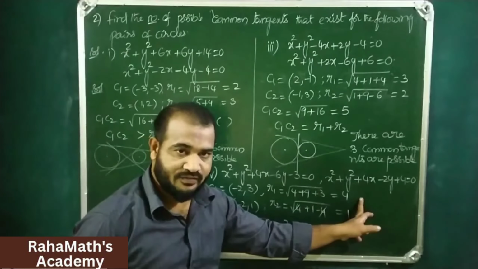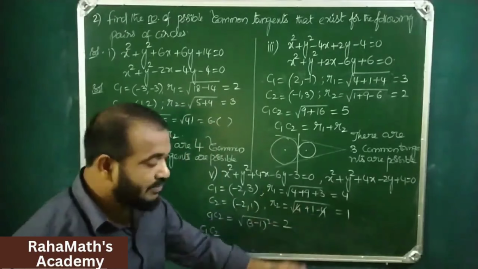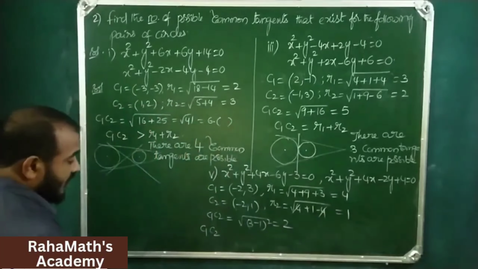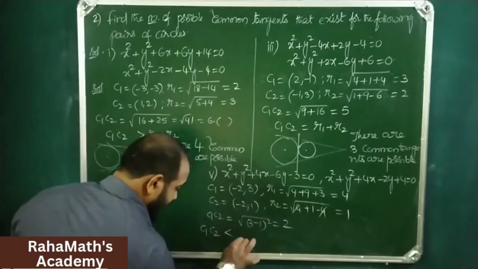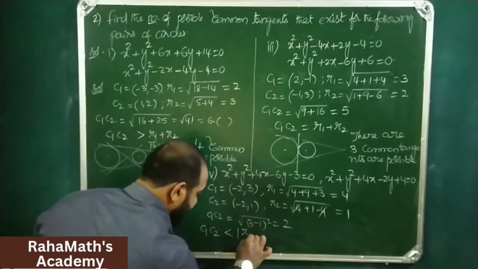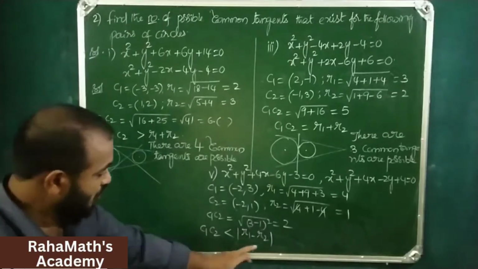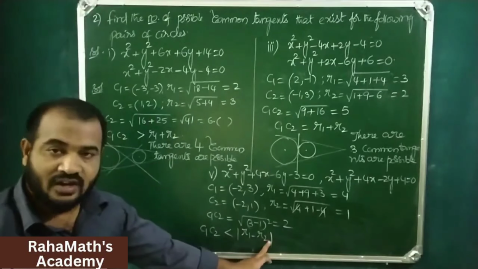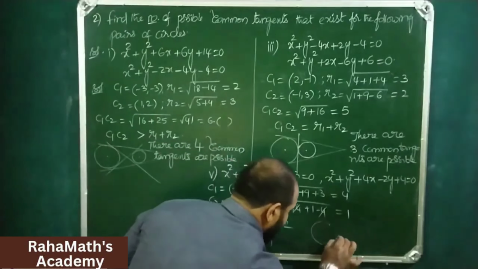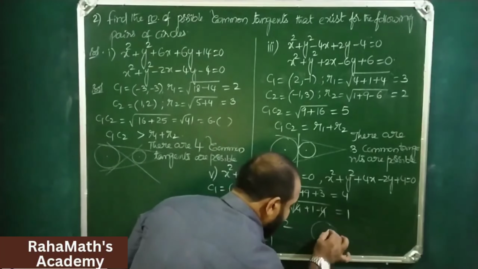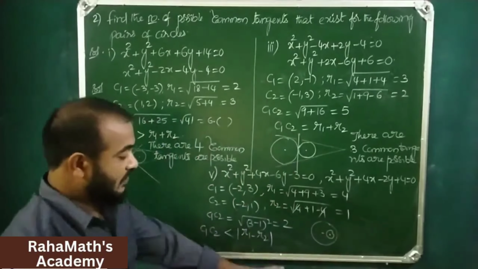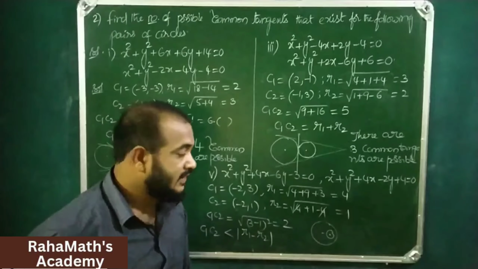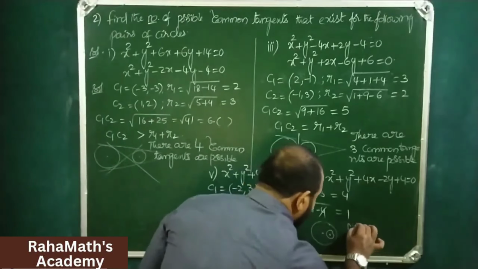First condition fails. And is C1C2 equal to R1 - R2? Is 2 equal to 4 - 1? No. Otherwise, let us see if C1C2 is less than R1 - R2. What is C1C2? 2. R1 - R2 is 4 - 1, 3. Yes, 2 is less than 3. It follows that the two circles will be such that one circle lies completely inside the other circle. Therefore, no common tangents are possible. So, no common tangents.